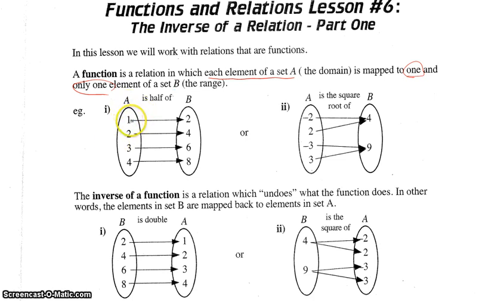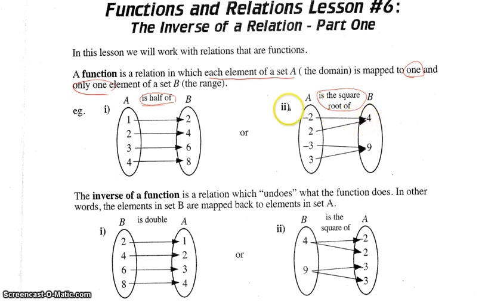Let's take a look at this first one. A is mapped onto an element in B, which is 2. 2 is mapped to 4, 3 is mapped to 6. Notice the little phrase up here that describes the relationship: 1 is half of 2, 2 is half of 4, 3 is half of 6, etc. Or we could have something like this. We have these numbers in A, these in B, so -2, here's the relation, is the square root of 4. Also, 2 is the square root of 4.